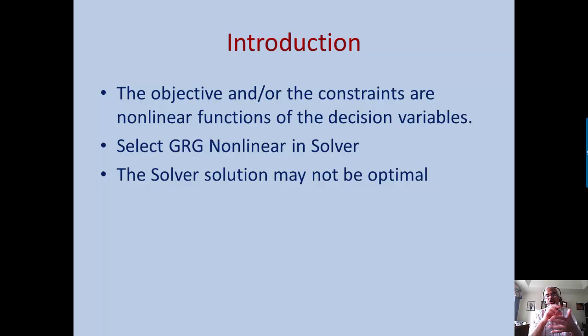When you select GRG Nonlinear, the solution you find may not be optimal. If it is linear and you select Simplex LP, then you're guaranteed to get the optimum solution. If you have to rely on GRG Nonlinear because of nonlinearity in the objective function or the constraints, then you have this problem. The solution may or may not be optimum. So how do we deal with that? We will talk about that in just a second.